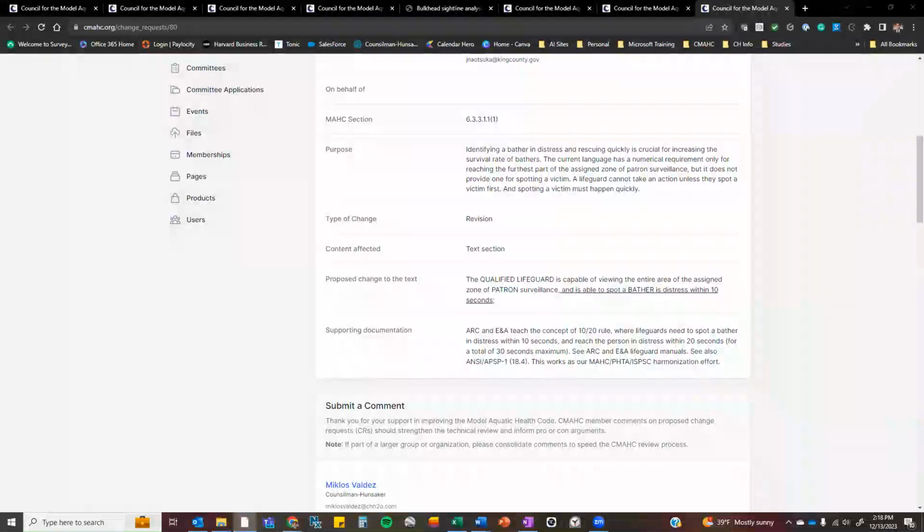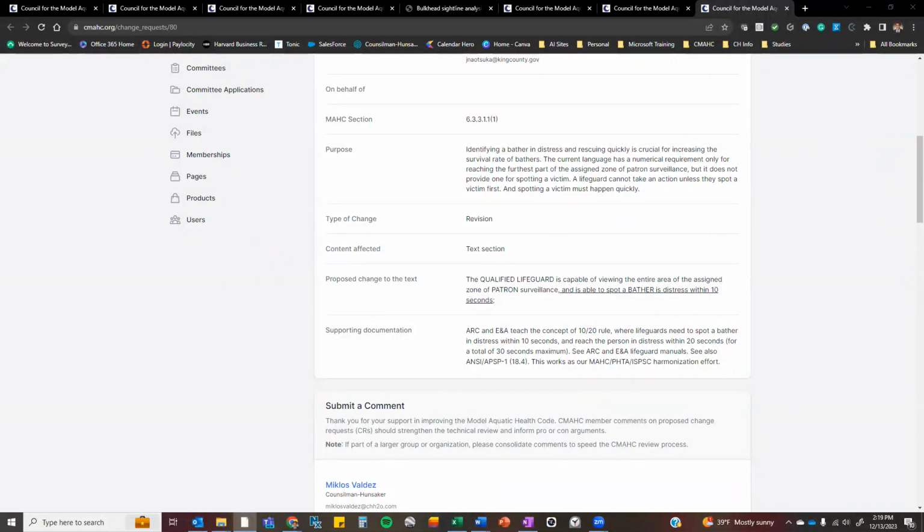The TSC evaluation, let me see what they have to say. The TSC feels that it's not technically defensible. This came from the Lifeguard Bather Supervision TSC, as well as the ad hoc committee. The TSC does recommend that some language be added to the annex, but not to the code.